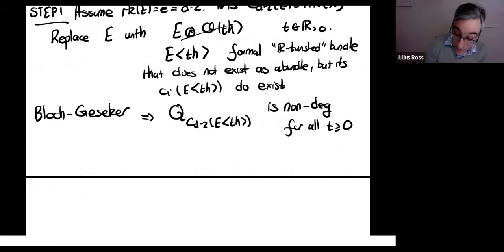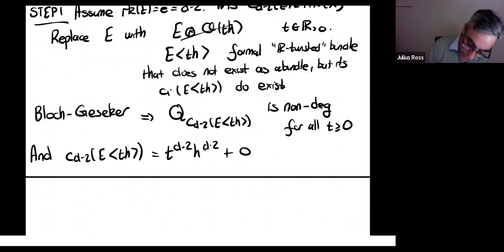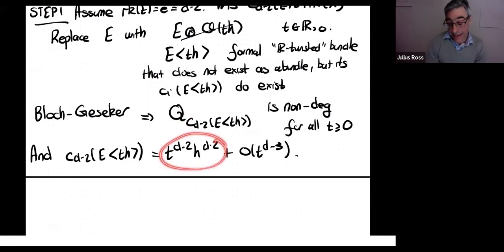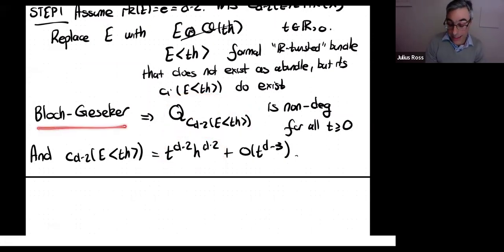And then what happens when t is very large? This term will just look like t^(d-2) H^(d-2), and c_{d-2} of E⟨tH⟩ looks like t^(d-2) H^(d-2) plus lower terms, d-3 and so on. So if t is getting very large, it's this term that dominates. The classical Hodge-Riemann bilinear relations tell me that this has the right signature when t is large, and then Bloch-Gieseker tells me that the signature doesn't change.